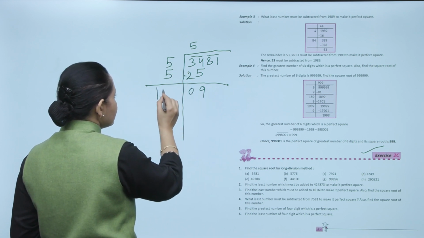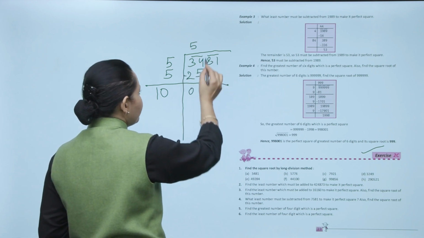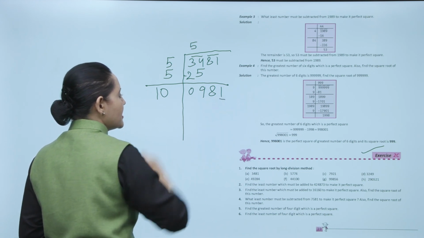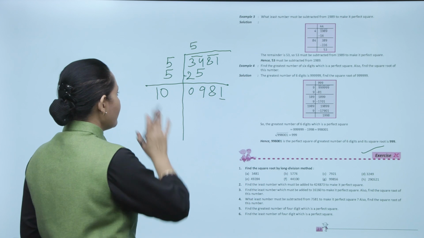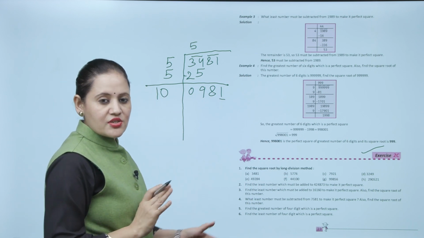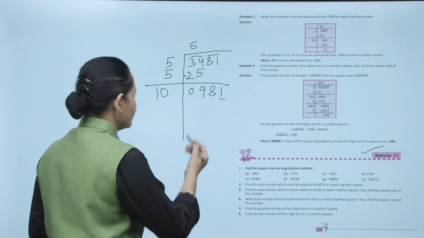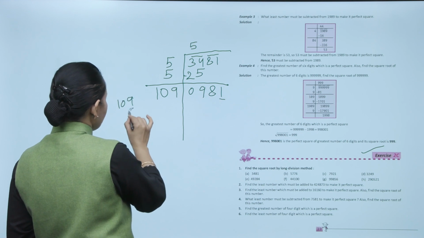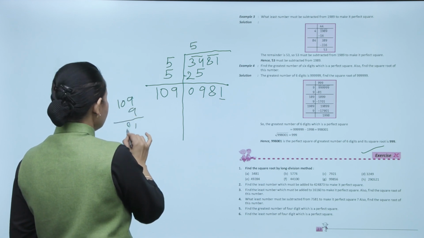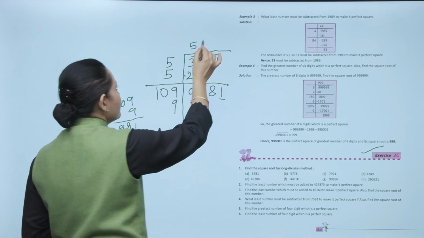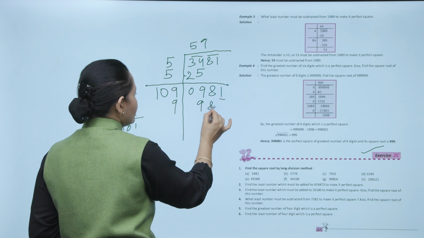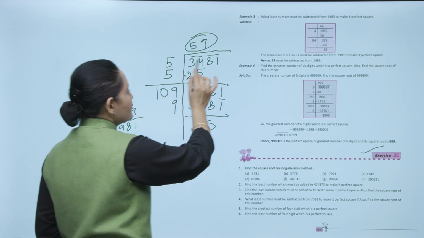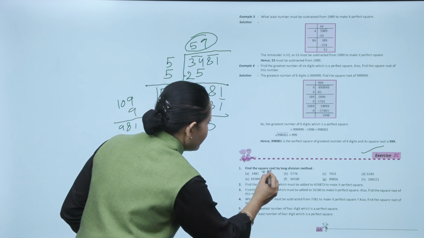5 plus 5, 10. Now we'll note down the next pair, that is 81. Now this number is ending with 1. So we have to think of a number whose square ends with 1. So it could be 1 or 9. We'll try to write 9. 9 times 9 is 81, so 9, 9, 8, 1. We will subtract and get 0. So the square root of 3481 is 59.